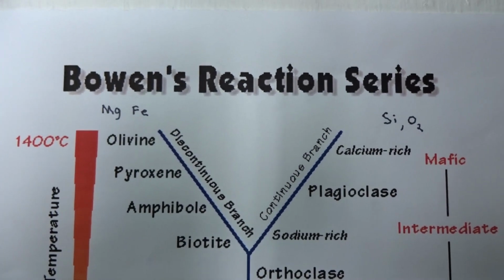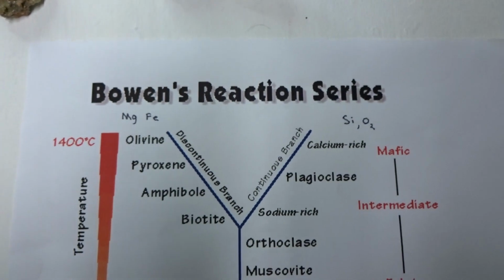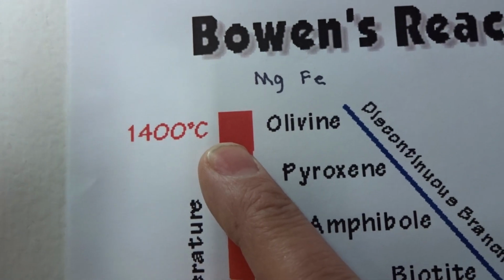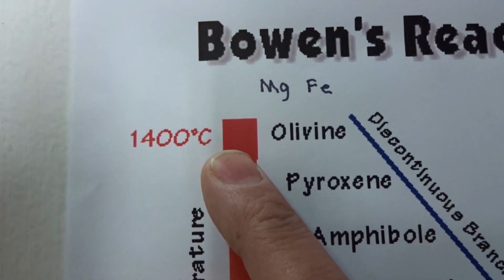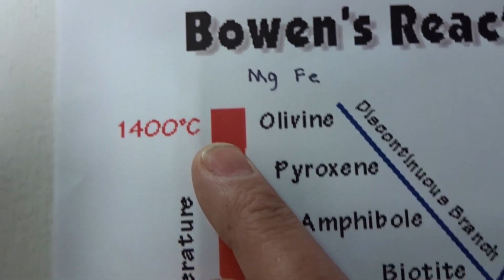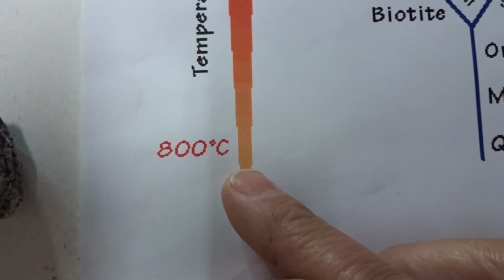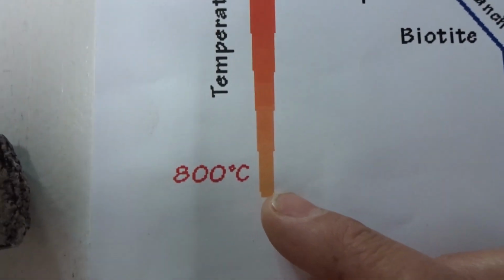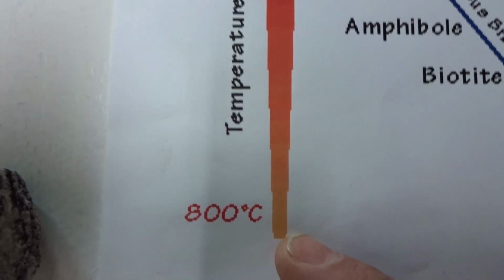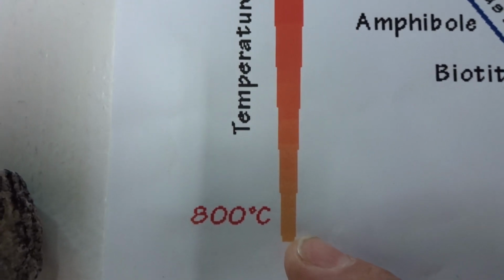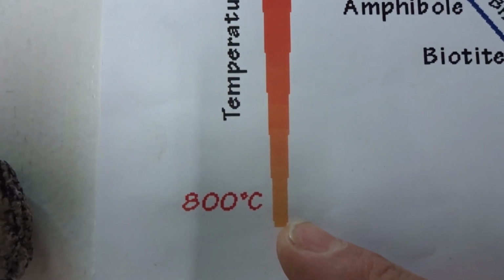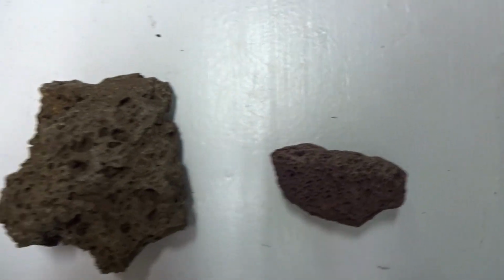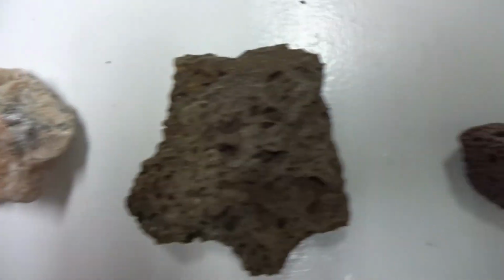Bowen's reaction series. You'll notice that on this diagram, on the left is temperature in Celsius, starting at 1,400 degrees Celsius and decreasing to 800 degrees Celsius. As this temperature decreases, certain minerals, because of the melting point and solidification point of the elements that are contained in the minerals, will solidify out in the magma, in the lava rocks.